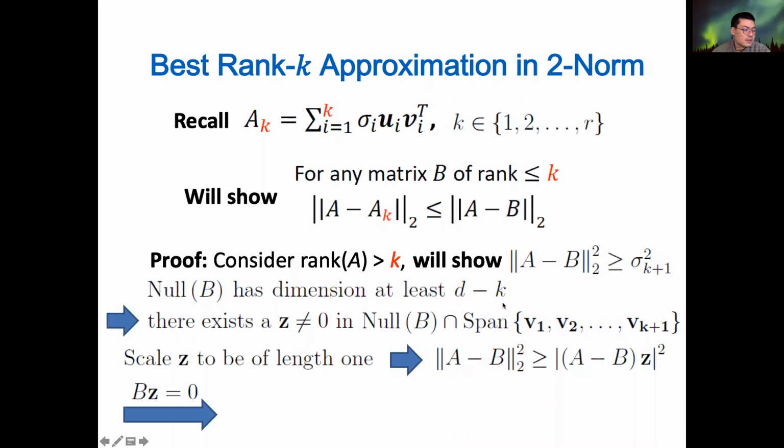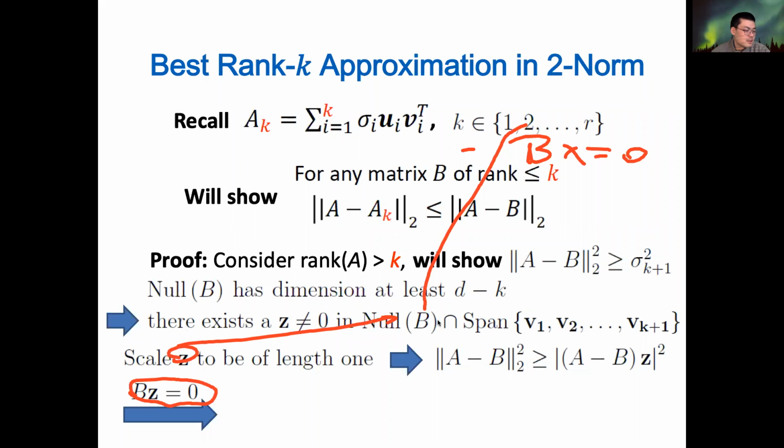Again, if the proof makes sense to you, that is fine. It's very difficult to think about, so this is done by very smart mathematical people. One thing you need to memorize is the null space. The null space of B means the vectors x such that B times x equals 0. So Bz is equal to 0 because z is in the null space of B. It's in the intersection of two spaces, which means it must be in this space also.